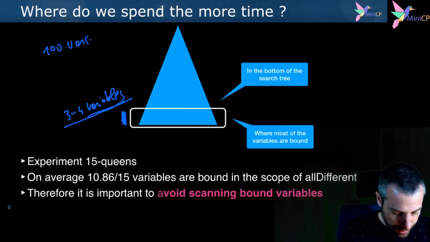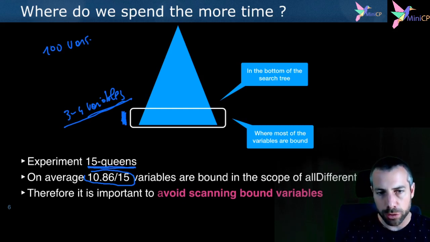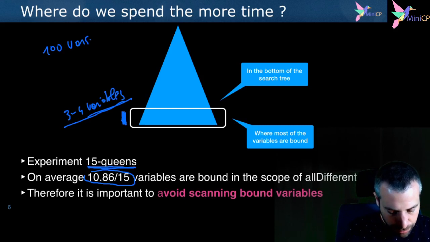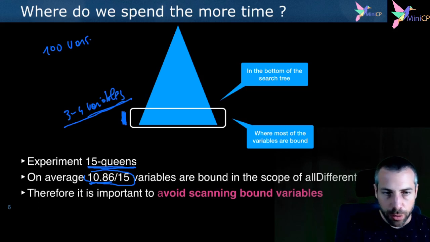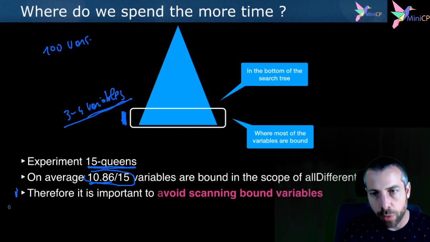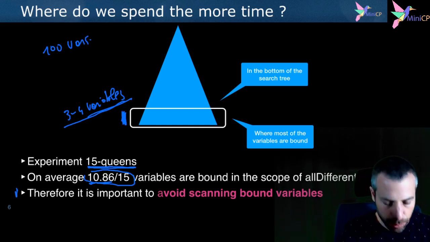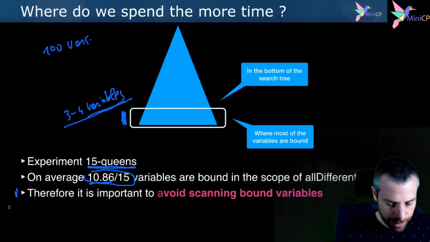And so the idea is that, and I give the number here actually. For the 15 queens problem, so you have 15 variables, on average, when the all different constraint is called, when the propagator is called, you have more or less 11 variables that are already bound. So it means more or less 4 variables are not yet bound. Okay, so it's quite important to avoid scanning these 11 variables that you already know are bound, because you have nothing to prune there anymore. And so you can really speed up the pruning by not considering them.